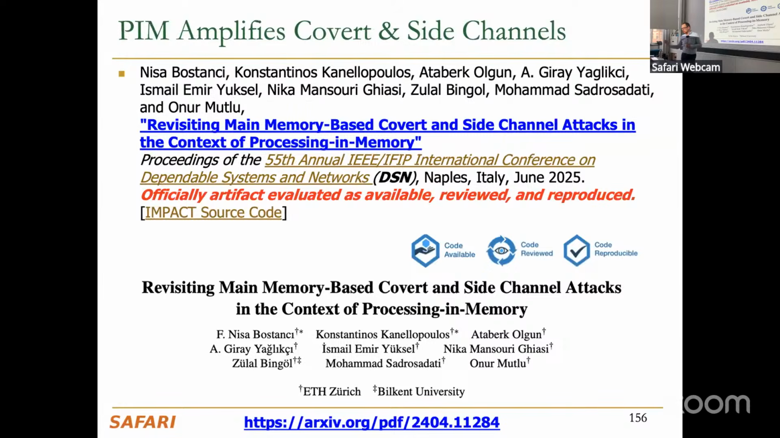And then there are also other questions like, does PIM make some of the security issues that we know of worse? And Nisa did this work, which was published last year. Where is she? Missing in action.